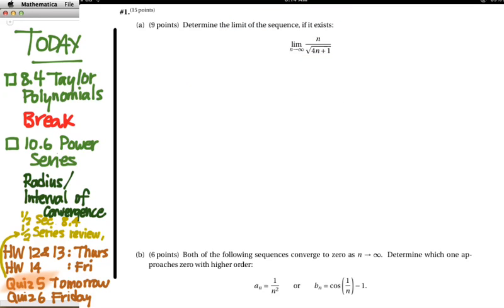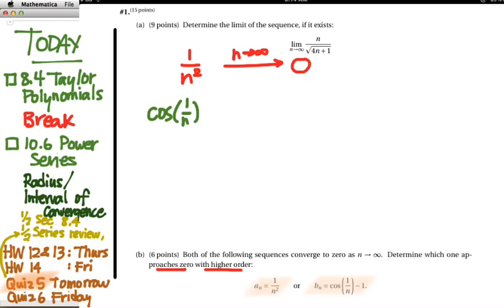In B, you're being asked the question, which of these two sequences, and I have 1 over n squared on the one hand, and I have the cosine of 1 over n minus 1 on the other hand, I want to know which one of these sequences approaches 0 with higher order. So first of all, both of these sequences do in fact approach 0 as n tends to infinity. 1 over n squared, evidently, has the form 1 over infinity as n tends to infinity, so that definitely tends to 0. Meanwhile, the cosine of 1 over n minus 1, how do I know, by the way, that this approaches 0 as n tends to infinity?